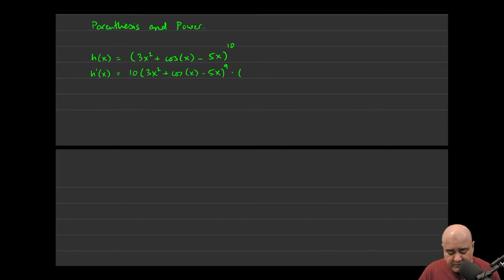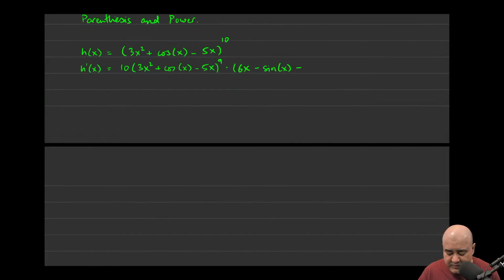Now the derivative of 3x squared we can find using the power rule, so that's going to be just 6x. The derivative of cosine x, well, that's easy, negative sine x, minus the derivative of 5x, which would just be 5.